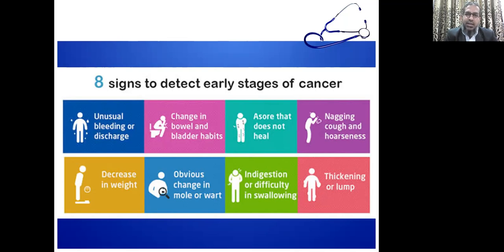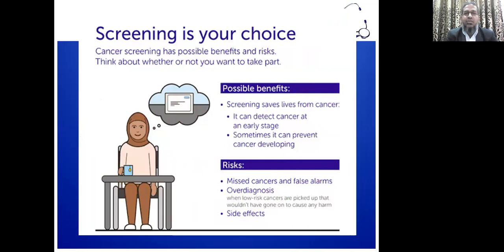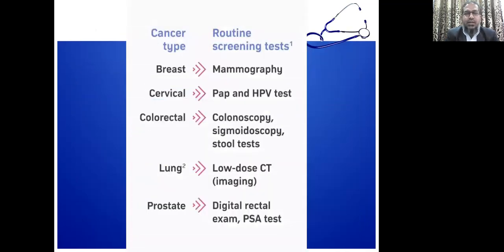If you find anybody having these signs, he should be subjected to screening for cancer depending on the organ involved. Screening is a very important tool to detect cancer in early stage, and it definitely has a very good benefit of saving lives from cancers. Screening is usually done in a person who looks healthy, but the disease process has started in the body. These screening tests try to detect the changes taking place in the body.